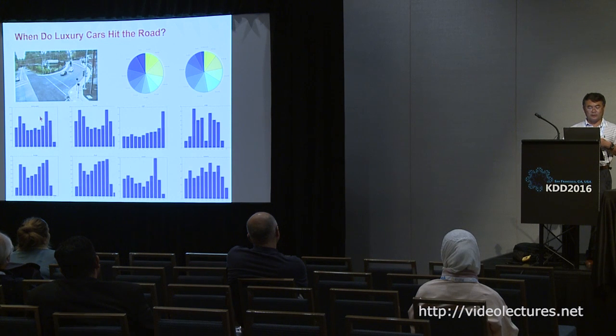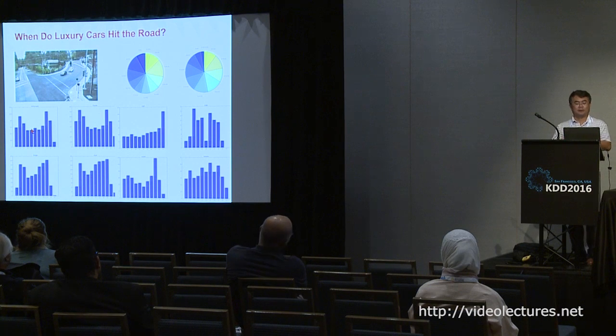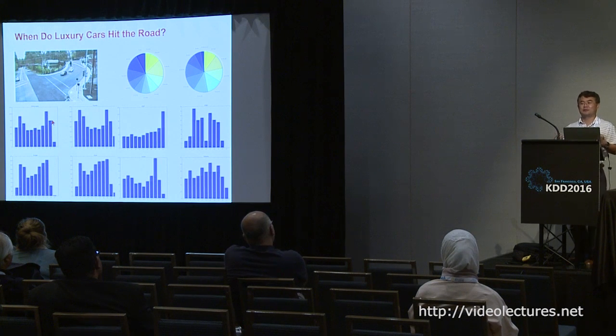So this is Volkswagen, this is Toyota. They show two peaks during the day, one at 8, one at 5. It just tells you that Toyotas and Volkswagens are working class cars, right? Because that's what people drive.